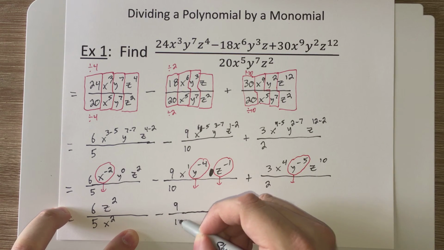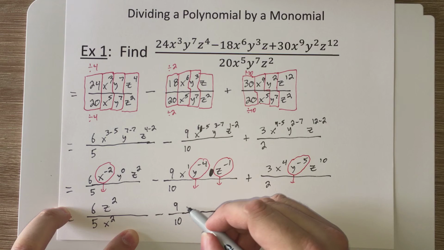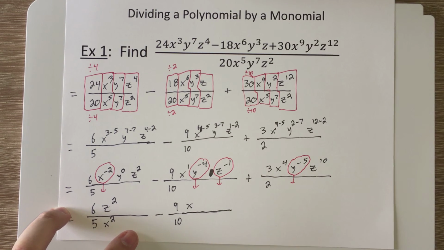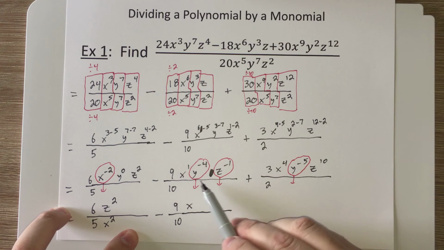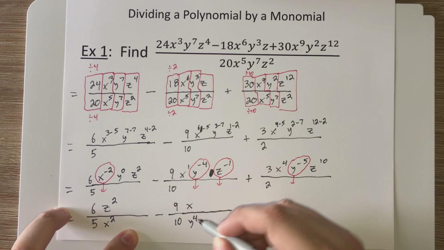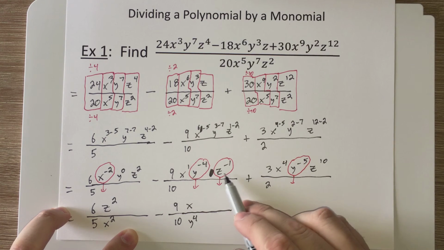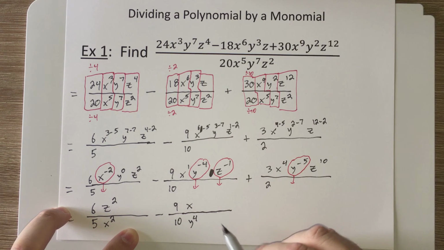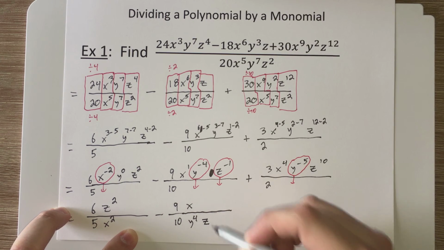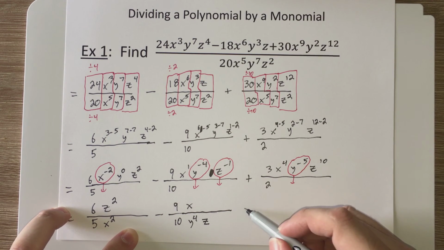the 9 and the 10. Now again, x to the 1, I'm not going to write the 1, so I'm just going to write an x. And then these terms are both going to move to the bottom. When you move something to the bottom, the power becomes positive. This is y to the negative 4. When I write it on the bottom, it's going to be y to the positive 4. When I write the z term on the bottom, that's z to the negative 1. When you move it to the bottom, it's z to the positive 1. And again, when you just have a positive 1 power, you don't need to write it, so I'm just going to write z there. Okay, plus.